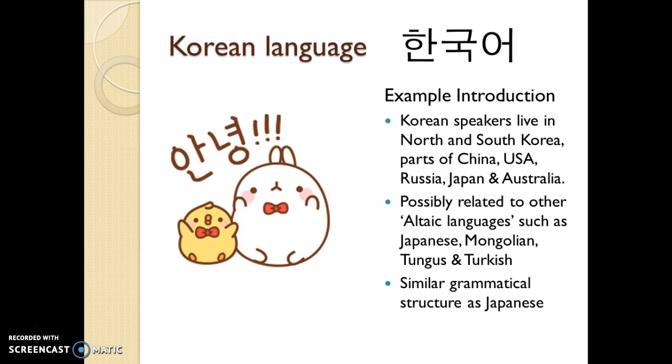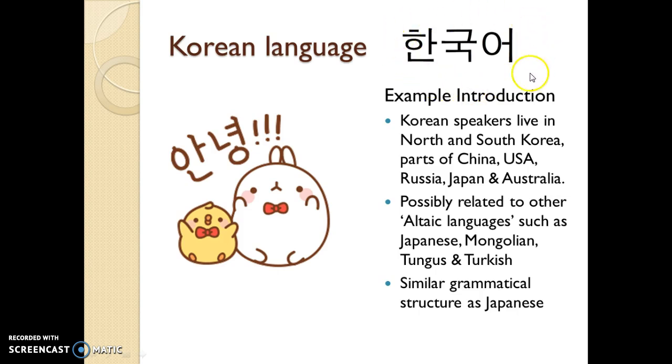Korean is thought to be an Altaic language, such as Japanese or Mongolian, but that is not universally agreed upon. So the debate's still out there. If it is, it's a very early break off from those other languages. And then it has a similar grammatical structure to Japanese. So here we have Korean language, and it's Hanguk-o.